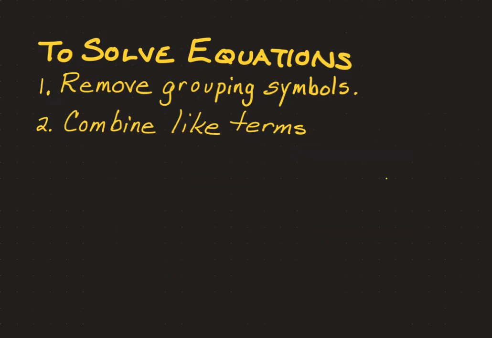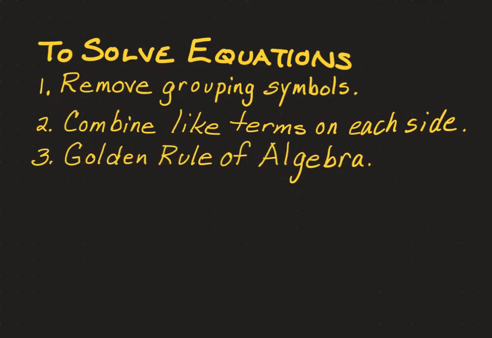However, right now I'm talking about combining like terms on each side. So if there are like terms on the left, combine them. If there are like terms on the right, combine them. To work with like terms on opposite sides of the equal sign, we have to remember one more thing. I call it the golden rule of algebra.